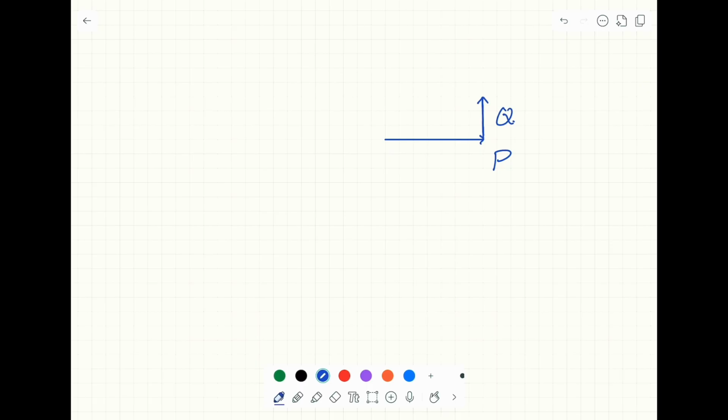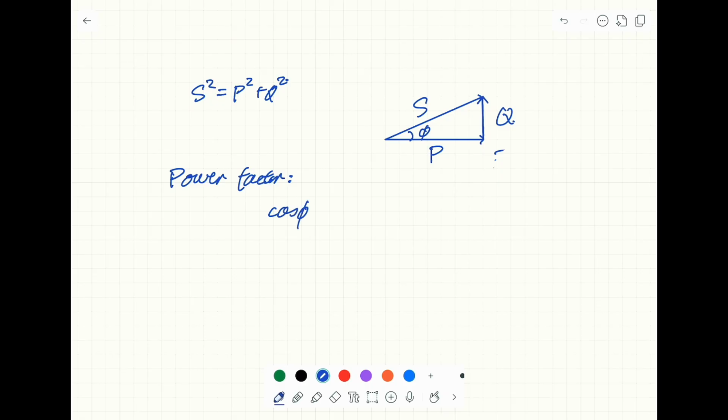And now the hypotenuse is here, S. So this is P, Q, S, and this is the angle phi. So the Pythagorean theorem says S squared equals P squared plus Q squared. And the power factor is defined as cosine theta, and of course it's equal to P over S.